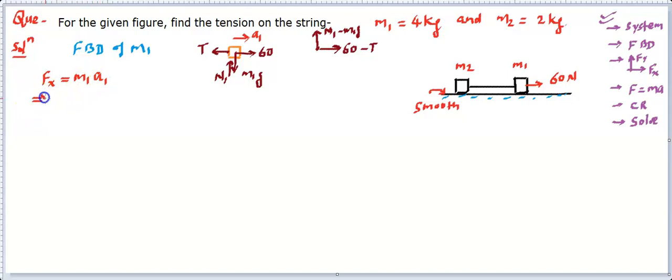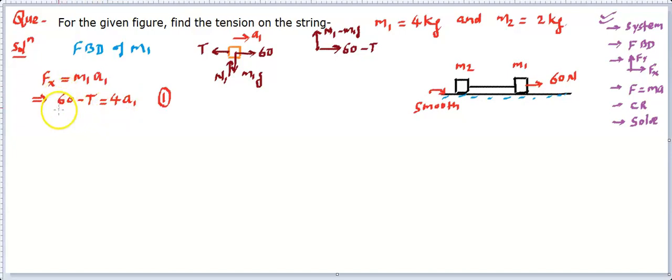Now the total force in the x direction, you can see from there, is 60 minus T. That is the total or net force in the x direction. So we are working on the x component, right? And m1, the mass, is given as 4, and a1 is unknown, which we have to solve. So we can call it equation number 1. In this equation you will find a1 and T, two unknowns, are involved. So we need one more equation in a1 and T in order to solve for both.